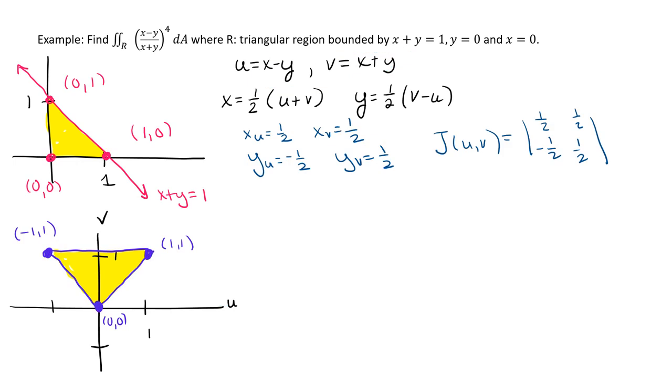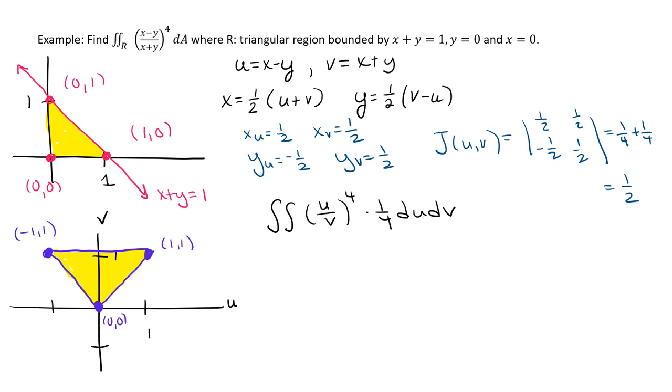And then I'm going to go through and compute my Jacobian. So similar work to before. I'm going to find my derivatives with respect to x, derivatives with respect to y, plug them into that matrix. I'm going to multiply 1/2 times 1/2 minus -1/2 times 1/2. I get 1/4 plus 1/4, or 1/2. So my Jacobian equals 1/2.